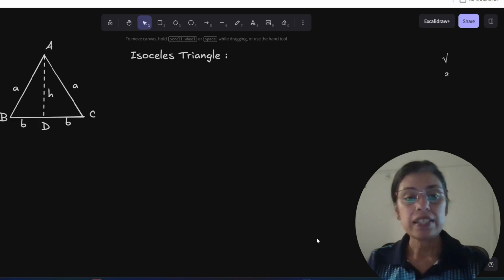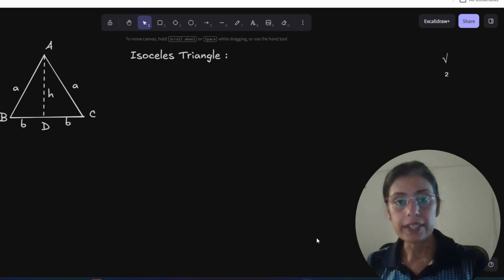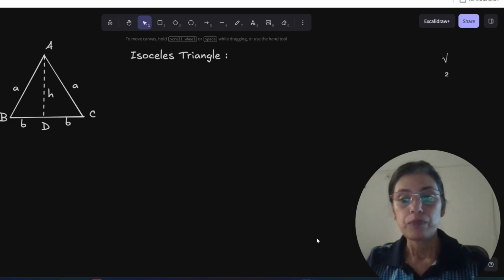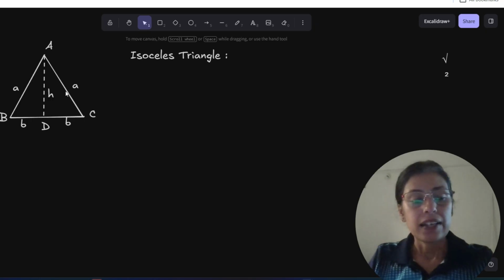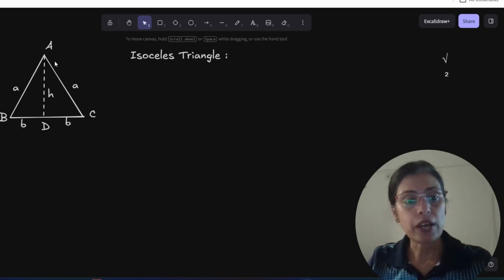So today we'll see the second example for this. This is with respect to an isosceles triangle. So this is a diagram of an isosceles triangle ABC. The equal sides of the isosceles triangle are of length A. The base is 2B. So this is the perpendicular bisector AD.